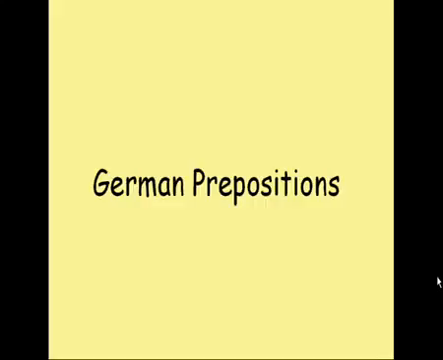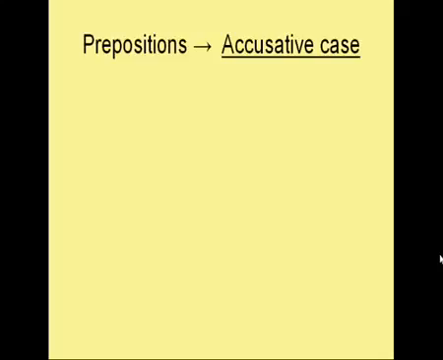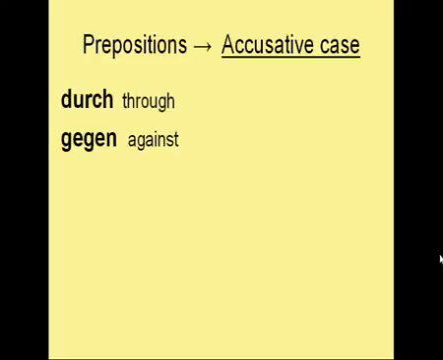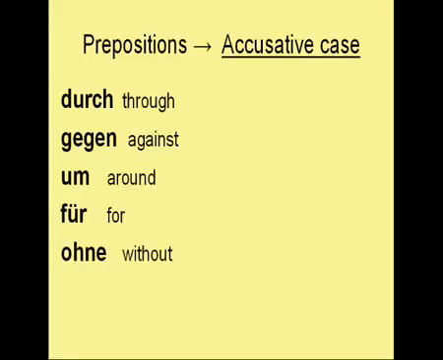I'm a German native speaker and in this lesson you will get to know the German prepositions and which case follows after them. The prepositions that are followed by the accusative case are durch, through, gegen, against, um, around, für, for, ohne, without.